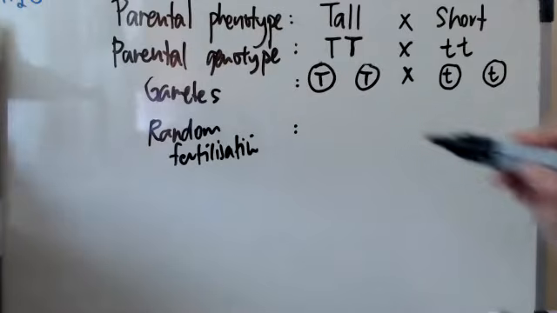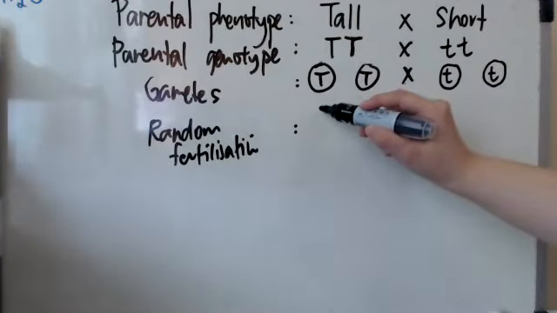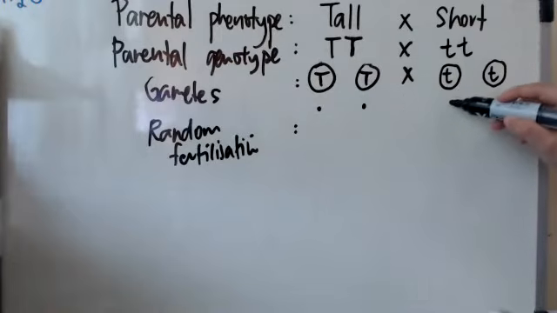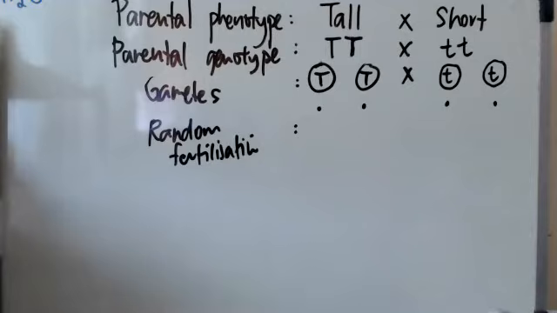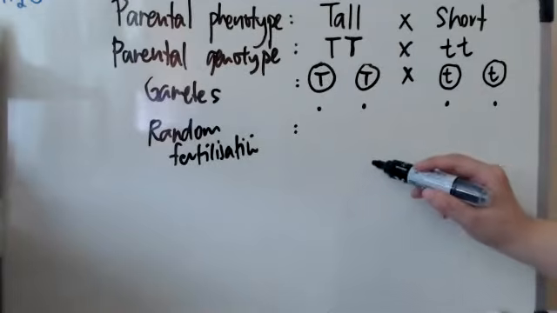In random fertilization, it is important for you to write a dot below this gamete, write a dot below this gamete, write a dot below this gamete, and write a dot below this gamete, like that. Okay, so basically what happened here is you will have 4 more dots later.